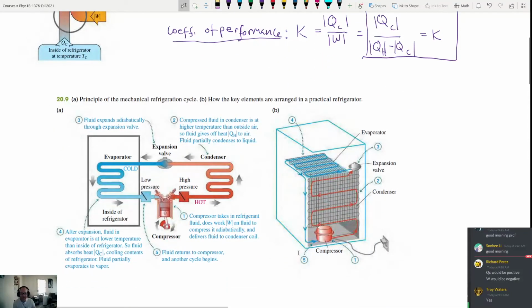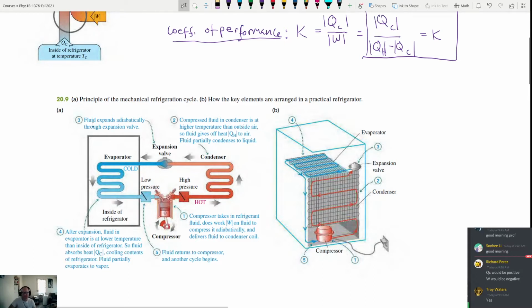Okay, so let's look at this picture and talk about how this actually works and see if we can make some kind of understanding of it. Here's another schematic of what's going on. The inside of the refrigerator is here, and you've got these tubes that are all connected up. One side of the tubes is cold, one side is hot, and they have a compressor right here. So let's see exactly how this is working.